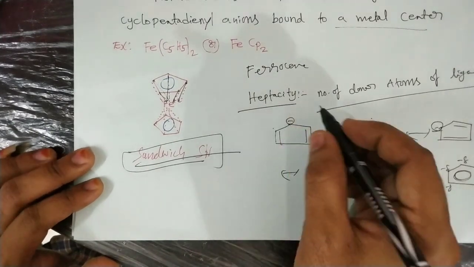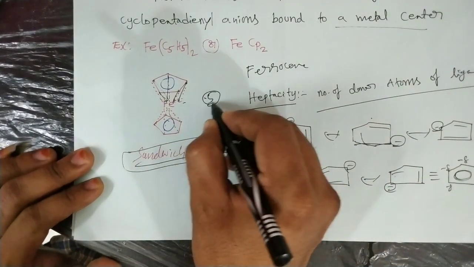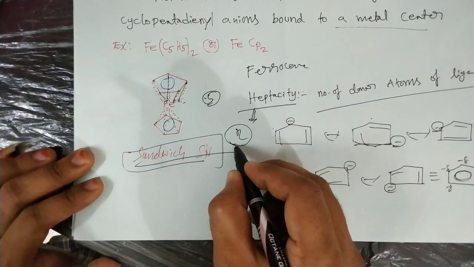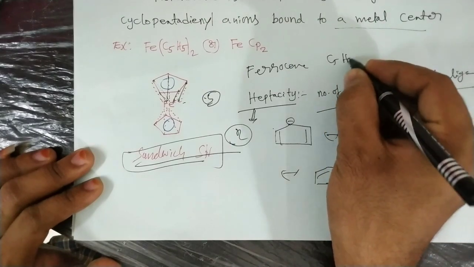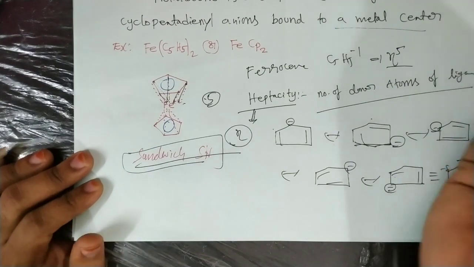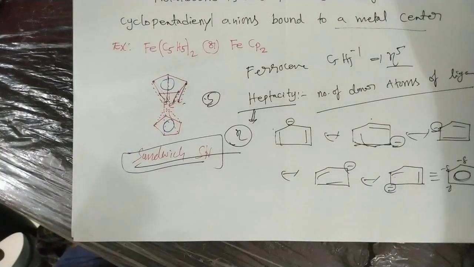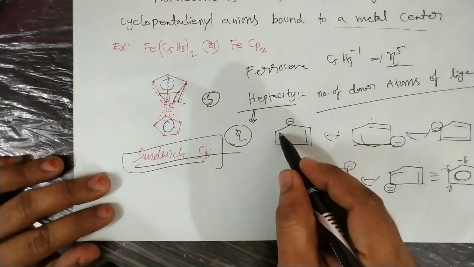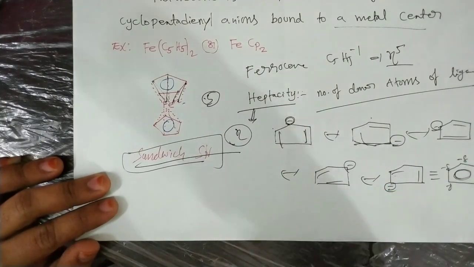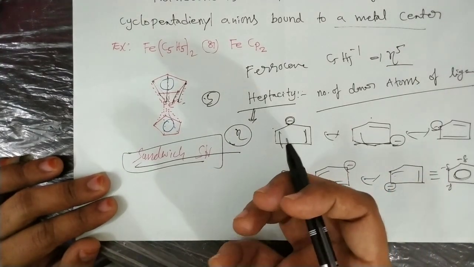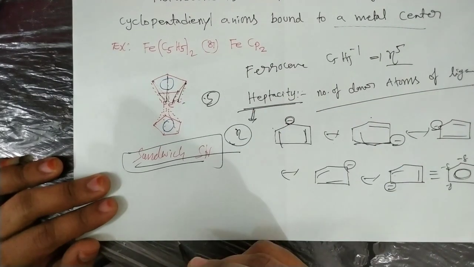So the hapticity for this one is 5. Hapticity is generally indicated with a Greek letter, eta. So for C5H5 minus, hapticity is 5, that means eta 5. Actually the cyclopentadienyl is donating 6 electrons: 2 pi electrons, 2 pi electrons, 2 electrons. So it donates 6 electrons through the 5 carbon atoms. Generally, the number of carbons which are bonding with the metal atom is known as hapticity.